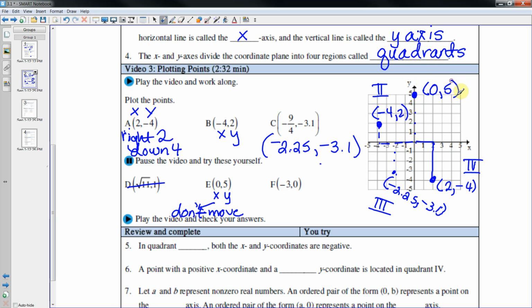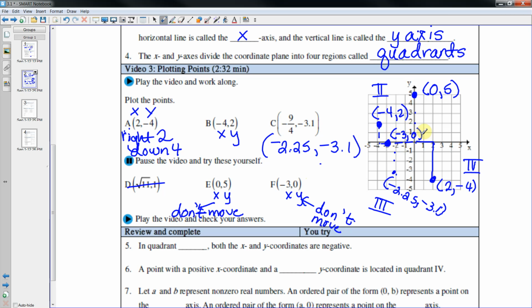It does not sit in a quadrant. It sits right on the y-axis. If I have negative 3, 0, then this time I'm going to move to the left over to negative 3, and I don't move up or down because I have a 0 for the y. So negative 3, 0 would be right there, and it doesn't sit in a quadrant either. It sits right on the x-axis.